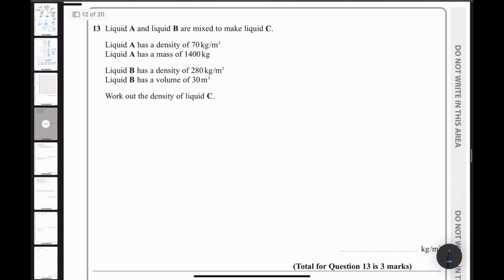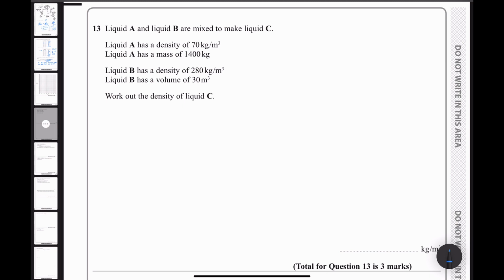Okay, question number 13. Question number 13 says liquid A and liquid B are mixed to make liquid C. Liquid A has a density of 70 kg per meter cube. Liquid A has a mass of 400 kg. Liquid B has a density of 280 kg per meter cube, and liquid B has a volume of 30 meter cube. Work out the density of liquid C.